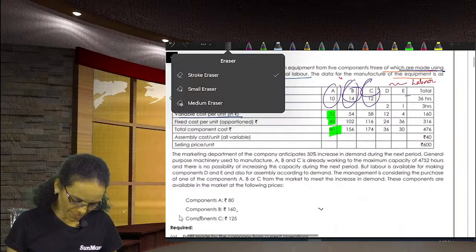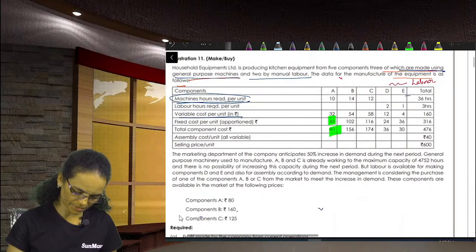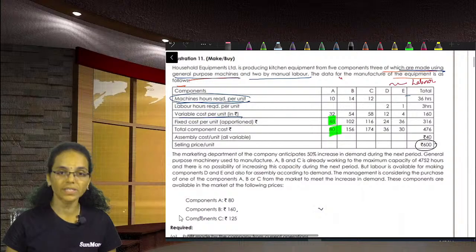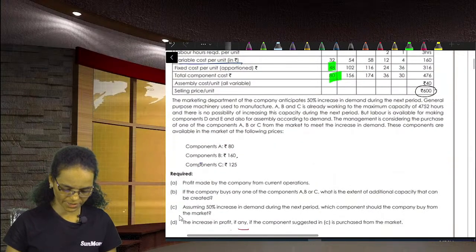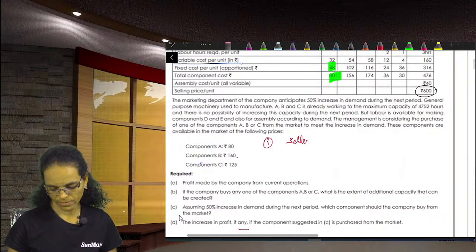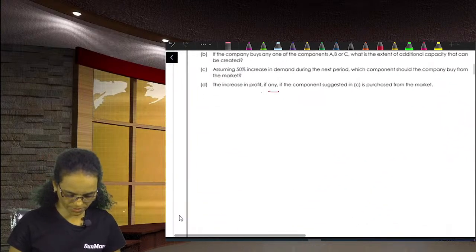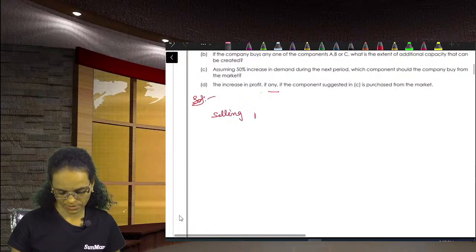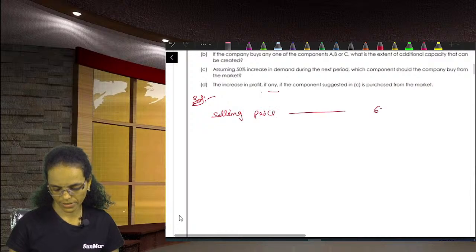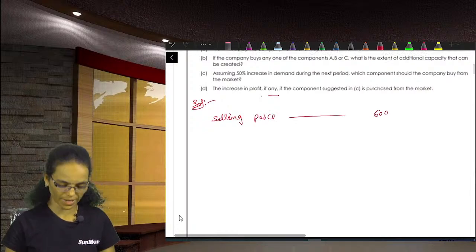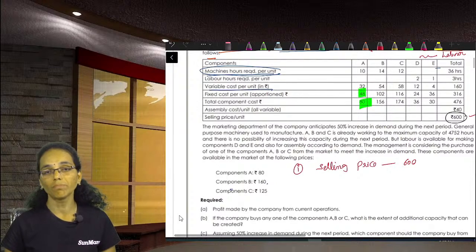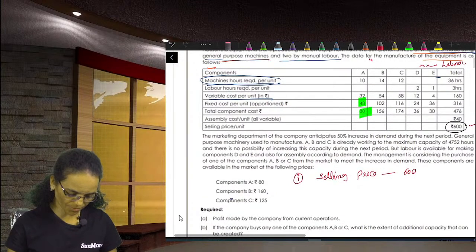See, we are selling this product at 600 rupees. I will write here solution. Selling price of product is 600 rupees. Selling price minus variable cost is our contribution. We know this one.